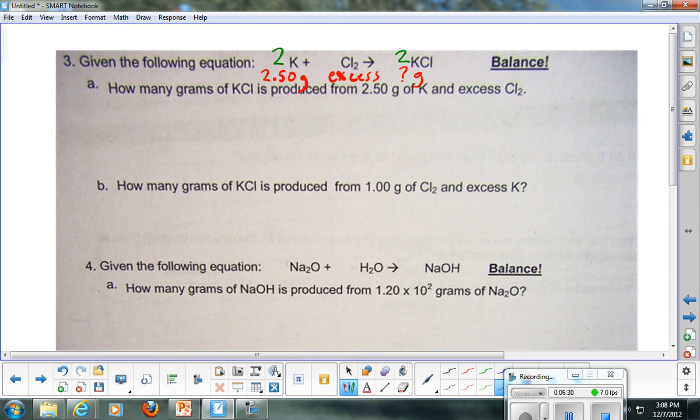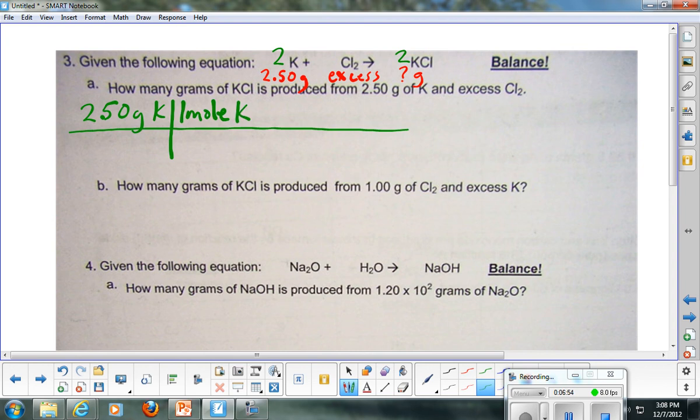Let me use a different color. That doesn't show up very well. Green worked really well. Let's do that. 2.50 grams of K. Now, I can't jump right into the ratio because in order to use the ratio, I have to be in moles. So I need to go back to my mole map, and I say, okay, in 1 mole of potassium, if I look up on my periodic table, there are 39.098 grams of potassium.